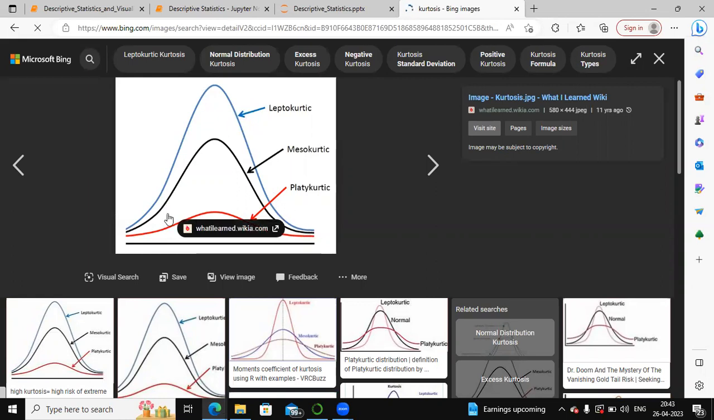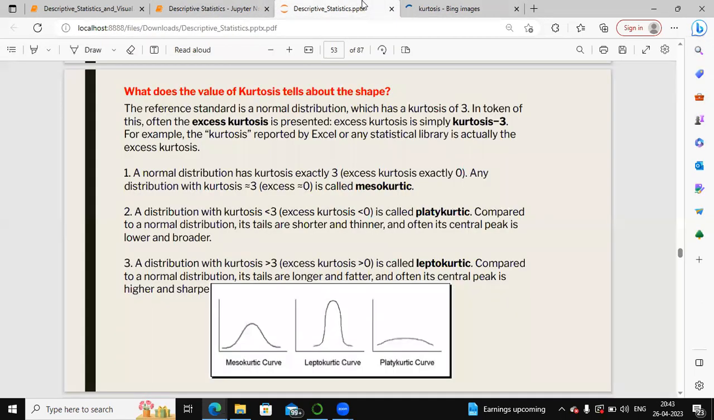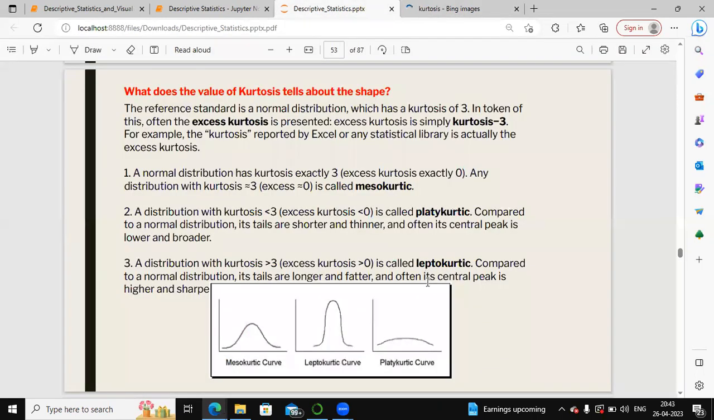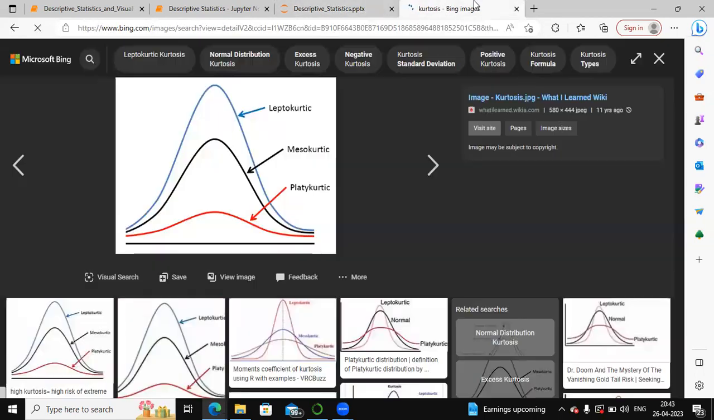If you see, the leptokurtic is more dense compared to mesokurtic, and the mesokurtic is more dense compared to platykurtic. Platykurtic means excess kurtosis less than 0, and leptokurtic is excess kurtosis greater than 0. And mesokurtic is where it follows the normal distribution with excess kurtosis equal to 0.